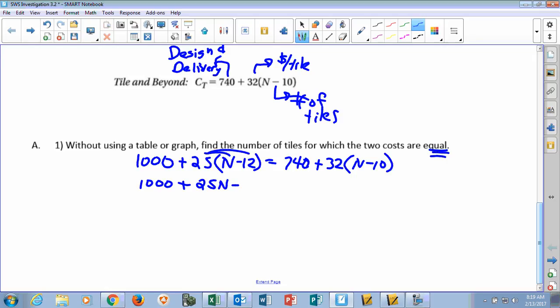Is it 300? Okay, and then I got the other side. I'm going to distribute this side. So I'm going to have 32n when I take 32 times n. And 32 times 10 is 320.